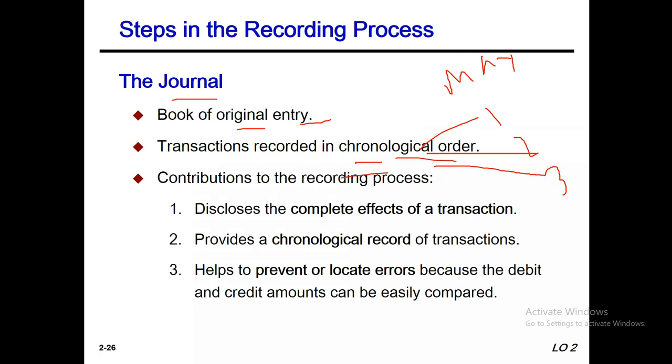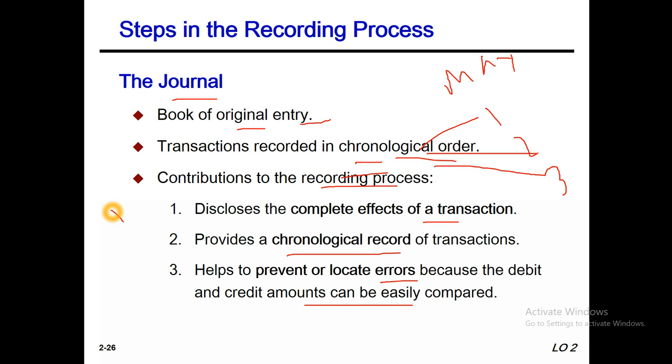Number three, contributions to the recording process. Number one, it discloses the complete effects of a transaction. Number two, it provides the chronological record of transactions. Number three, it helps to prevent or locate errors because debit and credit amounts can be easily compared.